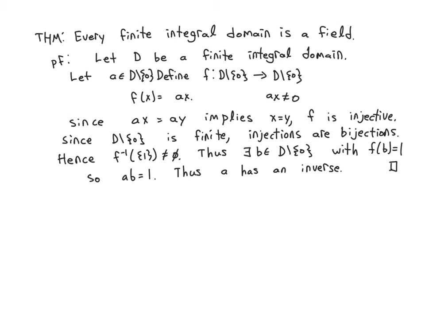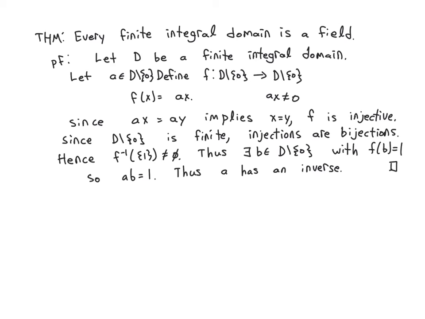It's a known fact that an injective function from a finite set to another finite set of the same size actually has to be a bijection. This means that it has to be surjective. In particular, the preimage of the unit has to be non-empty, which means that there exists a b such that f of b is 1. In terms of the definition of f, that means a times b is 1. Congratulations, a has an inverse.